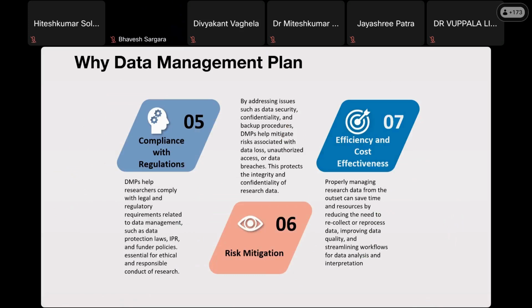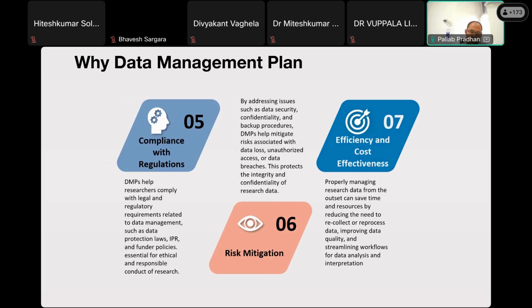The other three are compliance with regulation, risk mitigation, and efficiency and cost effectiveness. So our research data, whatever we are generating, should comply with regulations like IPR, intellectual property rights, the funders' policies, and whoever is funding you. These are essential aspects we need to consider for ethical and responsible conduct of research. And obviously a DMP, data management plan, helps in that aspect as well.